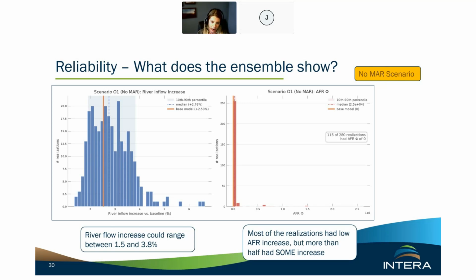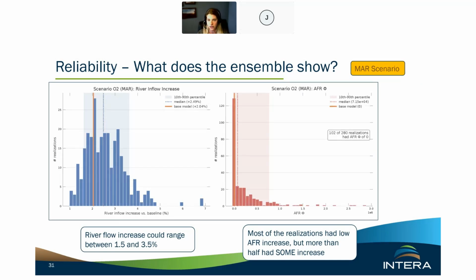Now, when it comes to AFR, we're seeing the majority of our ensemble members are in that first bin. That first bin does include both 0 AFR triggering and some AFR triggering. But generally, most of them are falling in that first bin. So it's very small, whatever AFR triggering is going on in those ensemble members that have it occurring. When you just look at the number of realizations that have no AFR triggering, it's 115 out of 280. So about 40% of the ensemble members have no AFR triggering, but that means that 60% have some, albeit small.